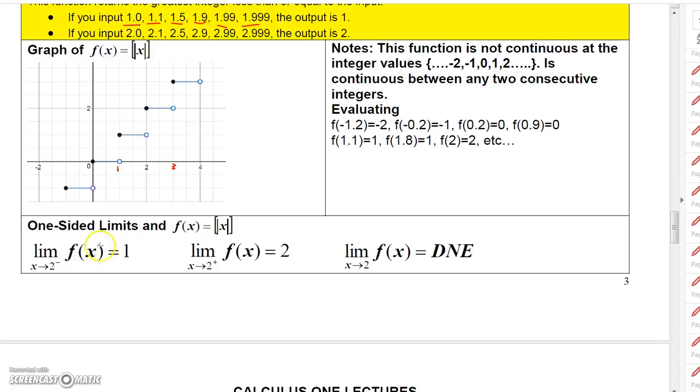Let's take a look at the limit of this function as x approaches 2 from the left. Here's 2. As we approach 2 from the left, it's going to be at this level, which is 1. But if we approach 2 from the right, we're approaching up here, and so that's going to equal 2. So the limit from the left is 1, the limit from the right is 2, so therefore the limit does not exist as x approaches 2. And since the limit does not exist as x approaches 2, then of course it can't be continuous at that point.